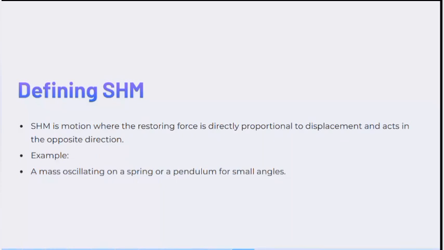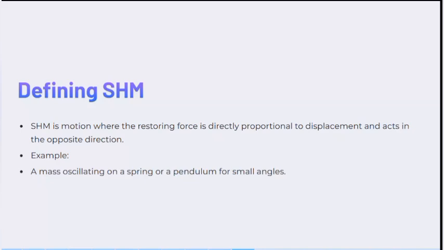So what is simple harmonic motion? This is a kind of oscillatory motion, a form of oscillatory motion where an object moves to and fro. It moves from a particular point to another point, returning back to that initial point. So it's a to and fro kind of movement.